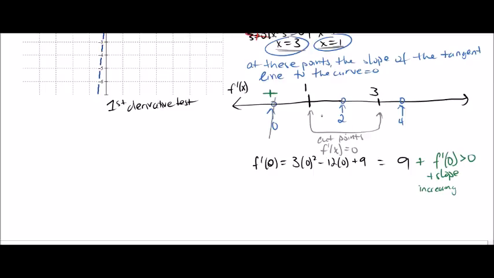If I chose -1, 2.9, and 1,000, I'd still get the same exact answers. I'm just picking numbers that are a little bit easier to work with. So at this point, the function is increasing.